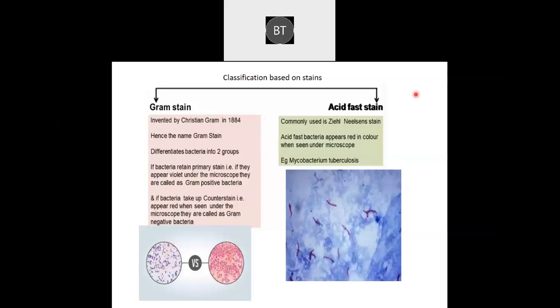In acid-fast stain, the most commonly used is the Ziehl-Neelsen stain. Acid-fast bacteria appear red in color when they are seen under the microscope. Example, Mycobacterium tuberculosis.